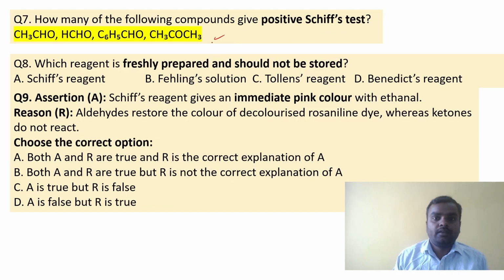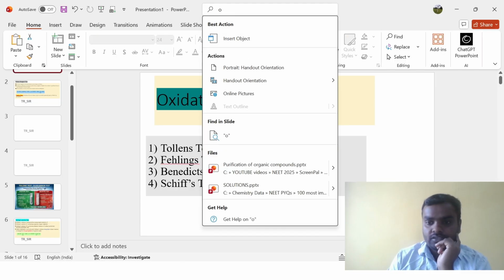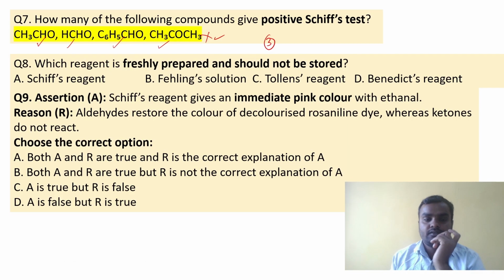Seventh question: how many of the following compounds give a positive Schiff's test? Here we have acetaldehyde, formaldehyde, benzaldehyde, as well as a ketone. Schiff's test will be given only by aldehydes, and benzaldehyde will also give it. So three will give the test. Ketones will not give the test for this one.